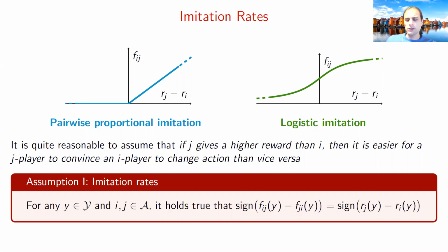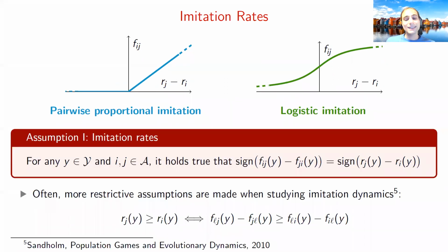What I want to comment on this assumption is that it is, as we said, quite intuitive and not very restrictive, compared to other assumptions that I found in the literature when studying imitation dynamics, which are much more restrictive. For instance, when I was studying imitation dynamics, and this was basically one of the starting points of my work, I found an assumption that is typically made to find theoretical results on imitation dynamics, which is basically the existence of an ordering between the actions.